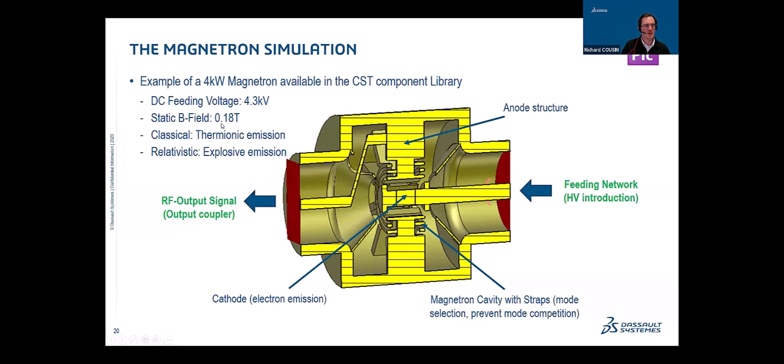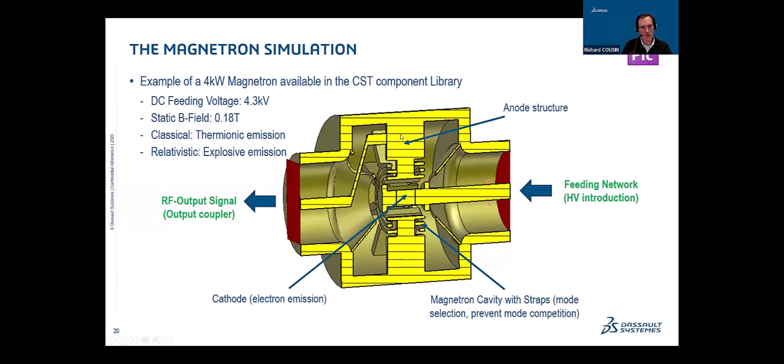A static B field of 0.18 Tesla is applied along the tube axis. Depending on the type of magnetron that you would like to analyze, for classical magnetrons you will use thermionic emission. For relativistic magnetrons, you will use explosive emission.